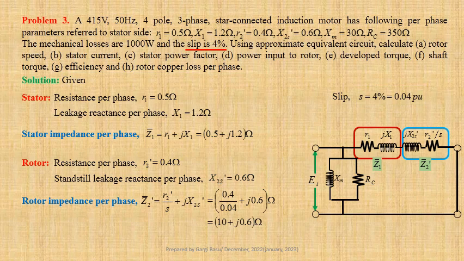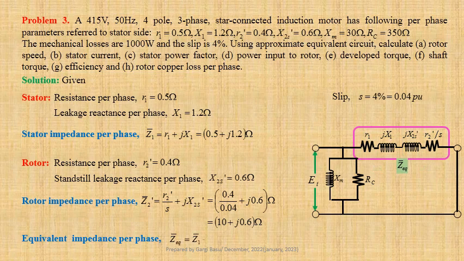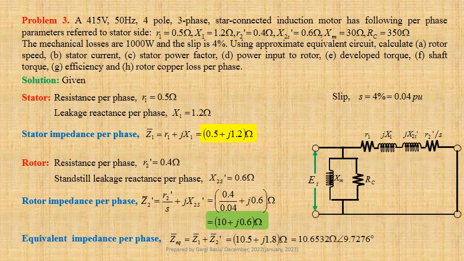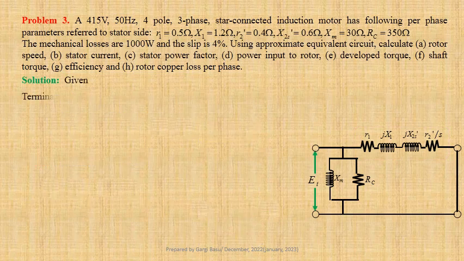Now we shall determine equivalent impedance per phase. ZEQ equals Z1 plus Z2'. Using values we get 10.5 plus j1.8 ohm. This may be written in polar form as 10.6532 ohm at an angle 9.7276 degree. Given line-to-line terminal voltage VL equals 415 volts.